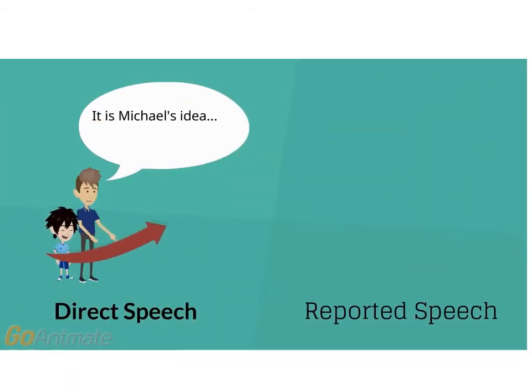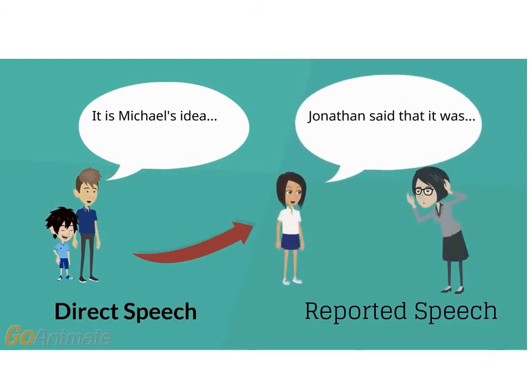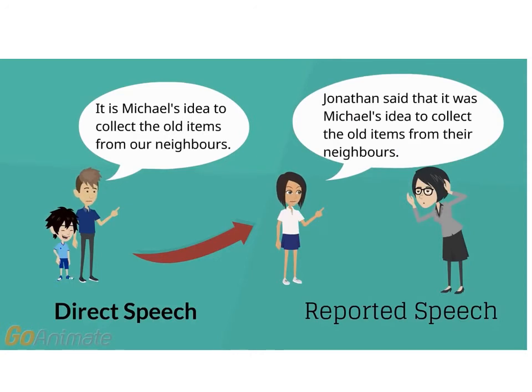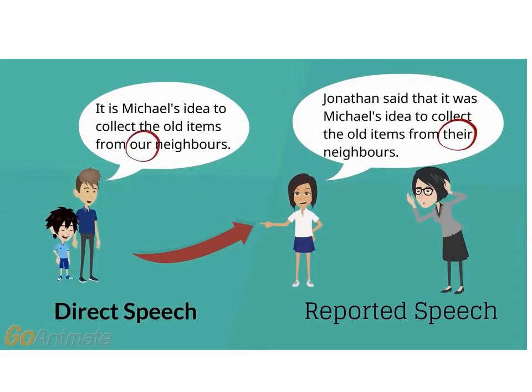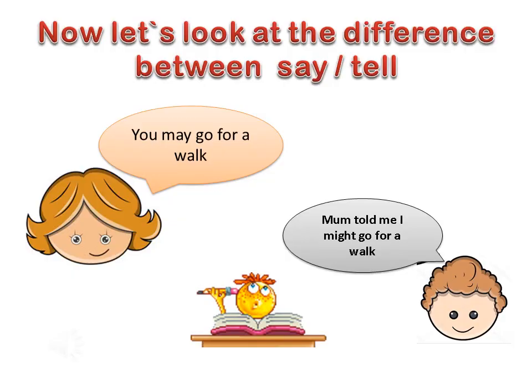Some time would have passed between when the original message was said and when the message was delivered to another person who was not in the earlier conversation. This would explain why there is usually a need to change the tenses. As for the change in determiners, it has to do with who the speaker is. Sarah has to refer to the brothers' neighbors as their neighbors, not our neighbors.